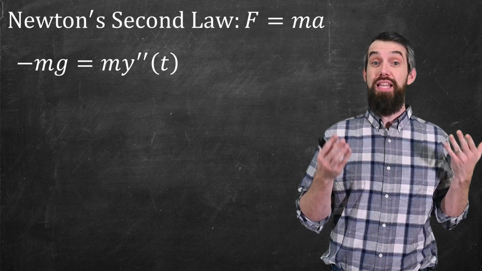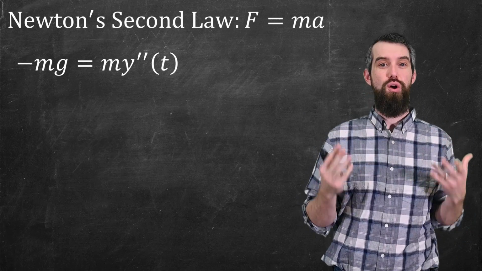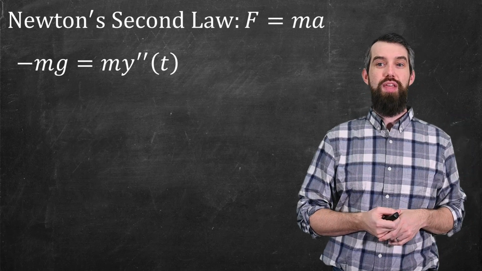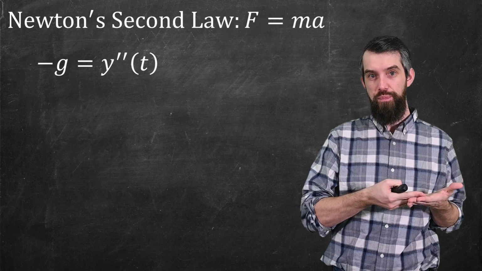This, again, is a differential equation. Now I've got a second derivative in my equation. The m's on both sides, so they cancel, so it's just y double prime is a constant, negative g.